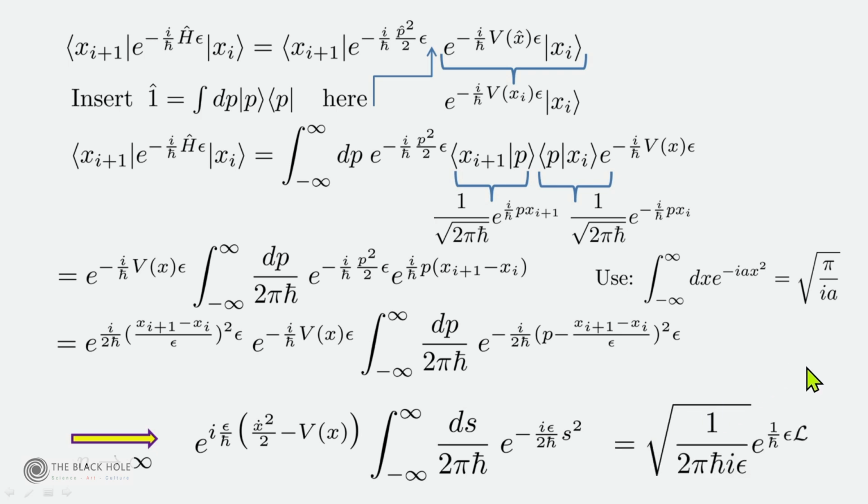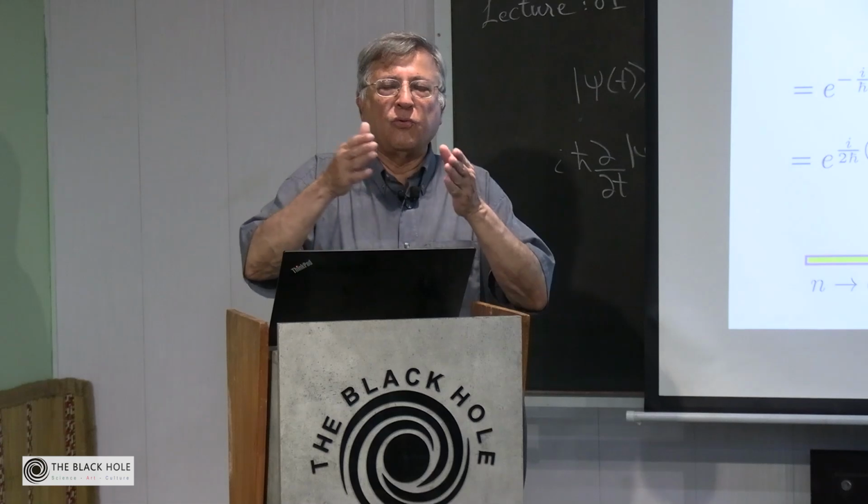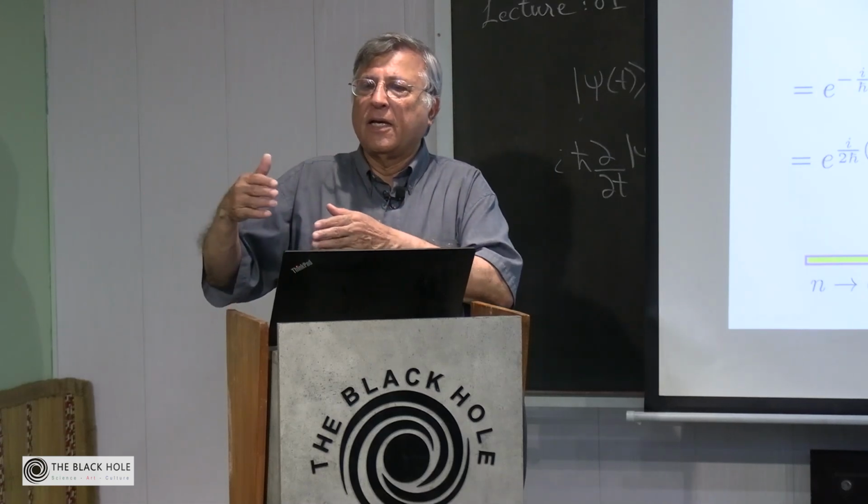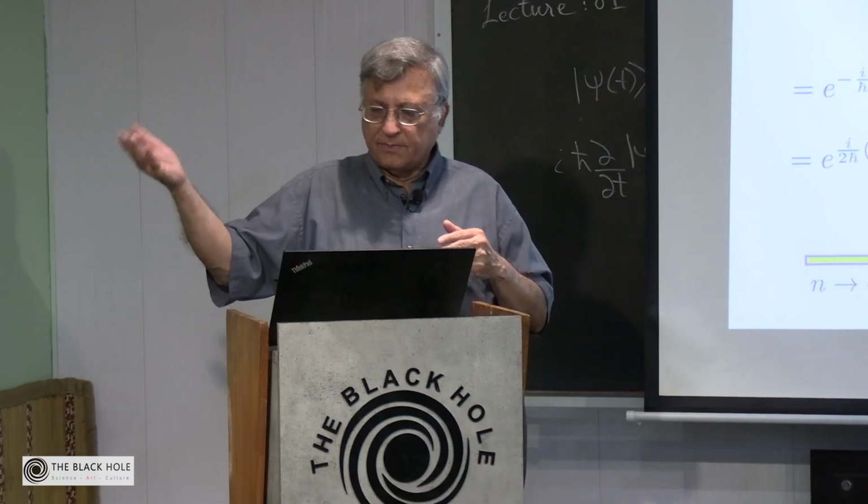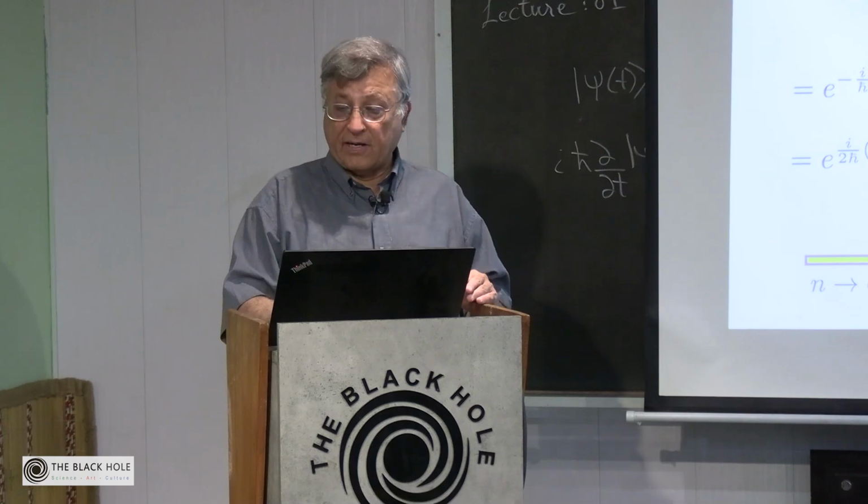Hence, our result that to go from the ith to the ith plus 1 position, the amplitude for that is equal to this. And now we're just going to multiply these amplitudes together: 0 to 1, 1 to 2, 2 to 3, et cetera, until we reach the final position.